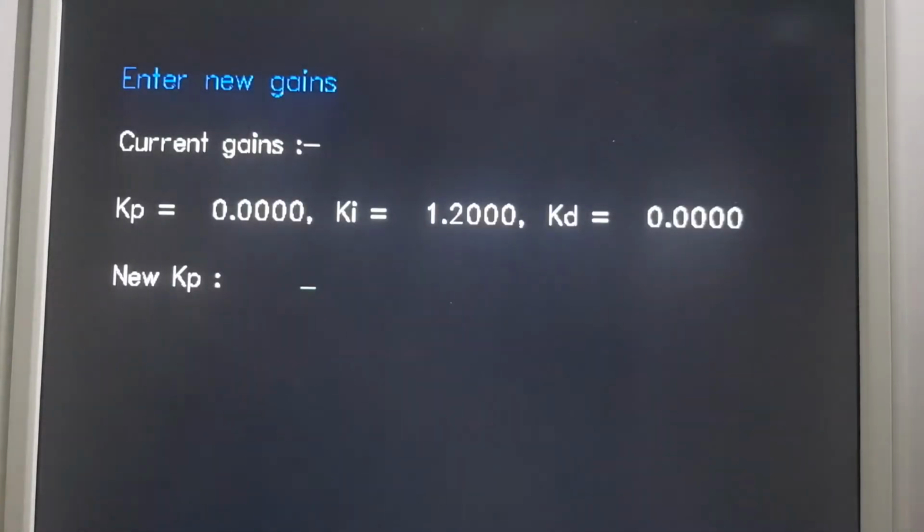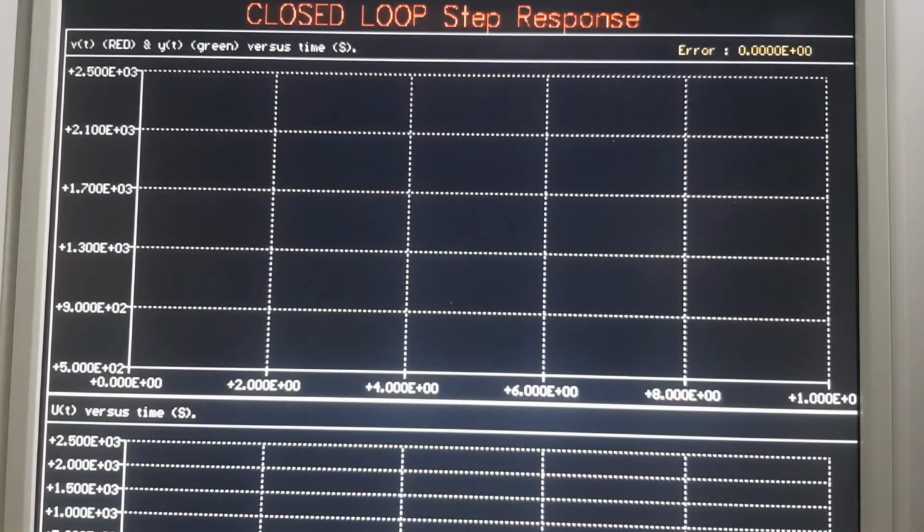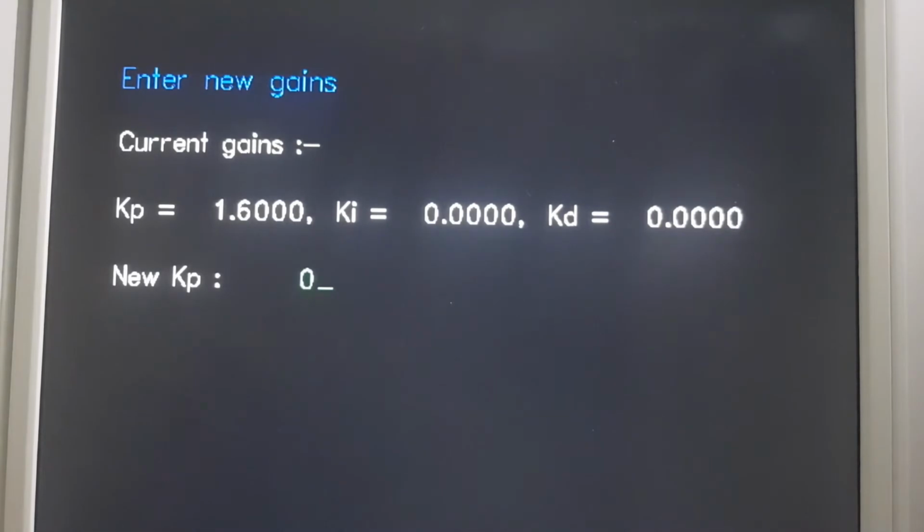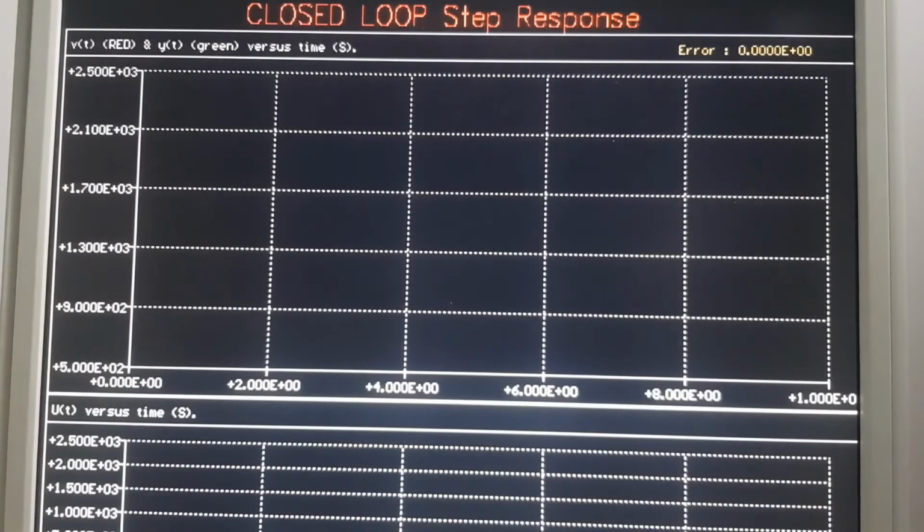If we change K again to, let's say, 1.6. No, that's no good. I'll have to come out of this. Press K again, I put the wrong numbers. So it's going to be 0, 1.6, 0. This has got quite a bit of integral control in now.